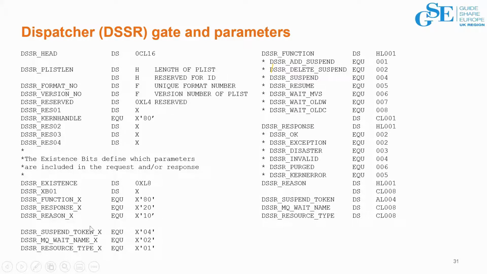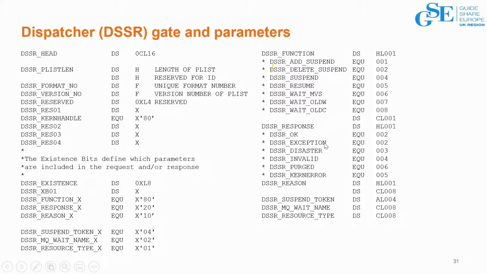And then you could see some fields in here: a DSSR suspend token, an MQ wait type, a resource name. And then you could take a look at the different functions that are available. So you could see DSSR add, suspend, delete, suspend, resume, and some of the old wait types.